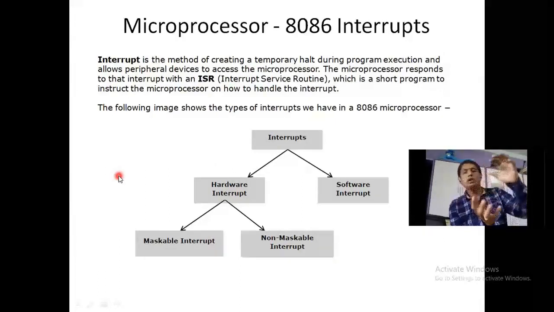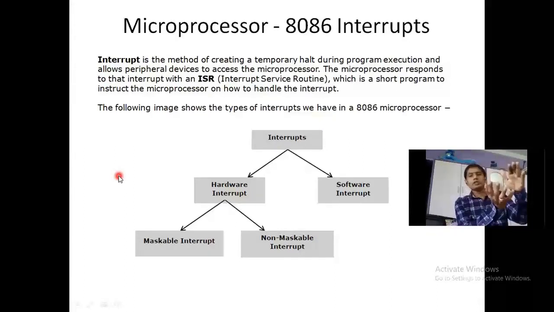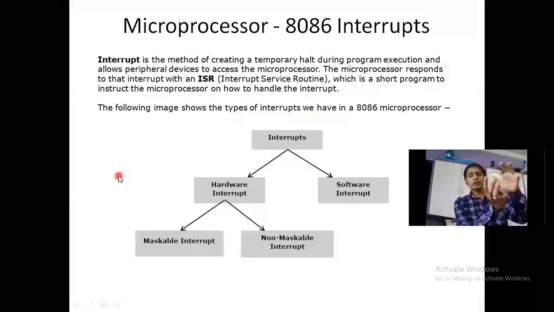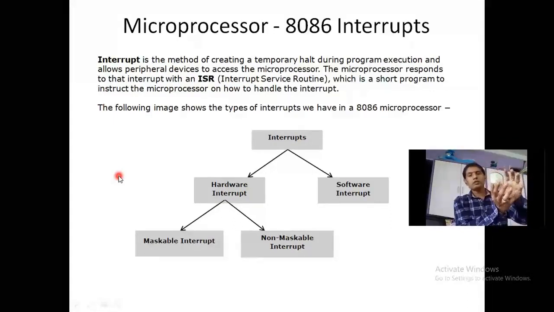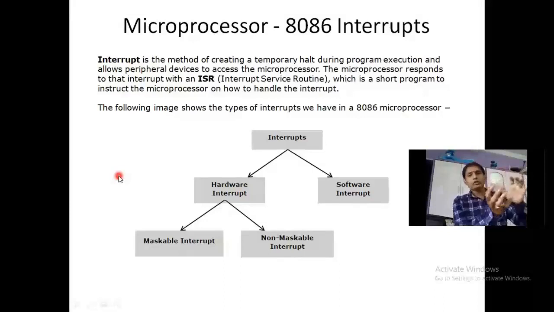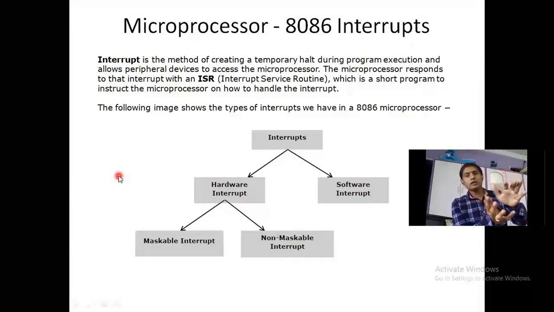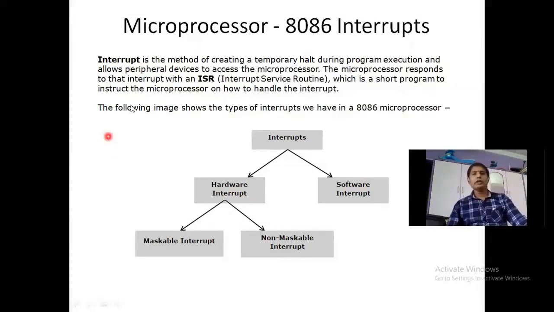For example, an external device may have a set of instructions, and it wants to execute these instructions with the help of the processor. In that case, it will create an interrupt request signal to the processor. Then the processor will halt the current execution and execute the instructions that belong to the external device. Like that, an interrupt is one method for creating a temporary halt during program execution and allows peripherals to access the microprocessor.